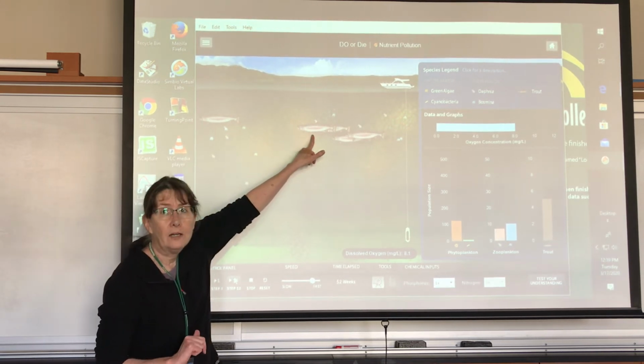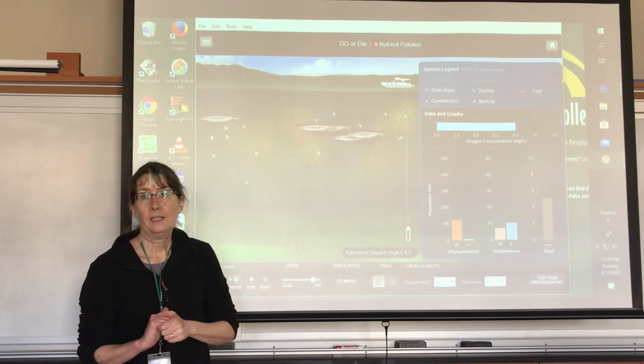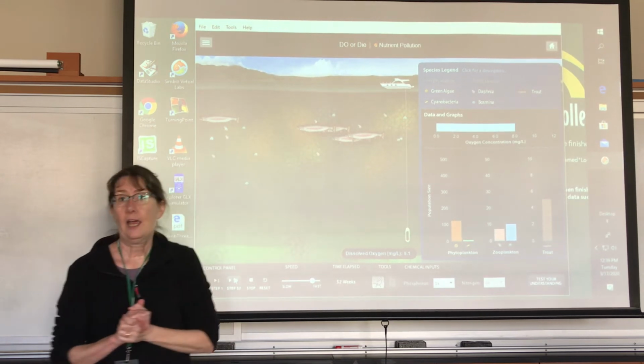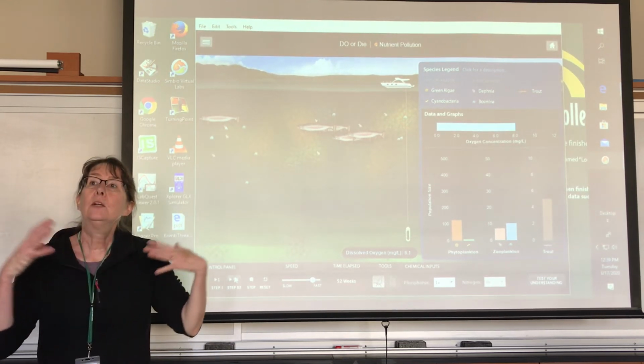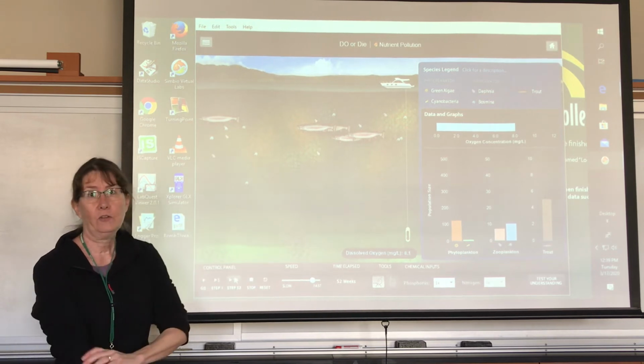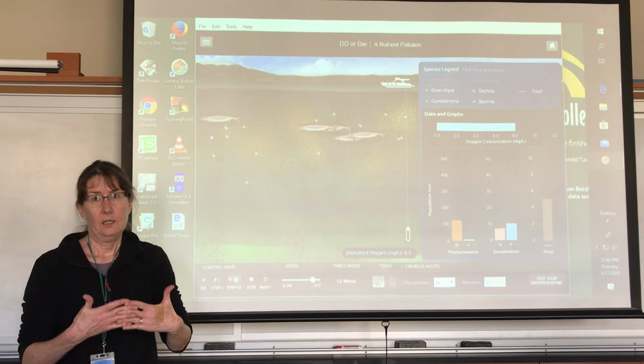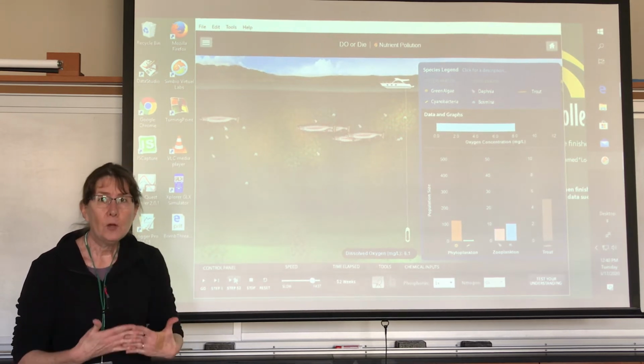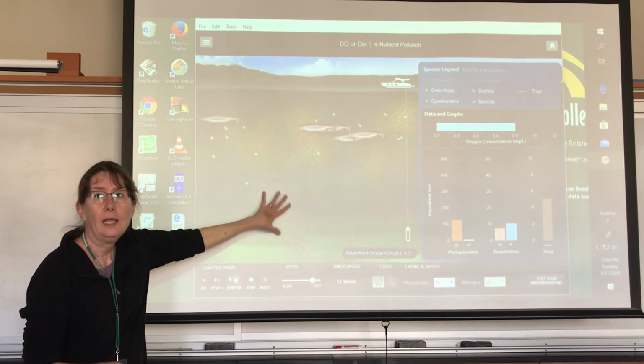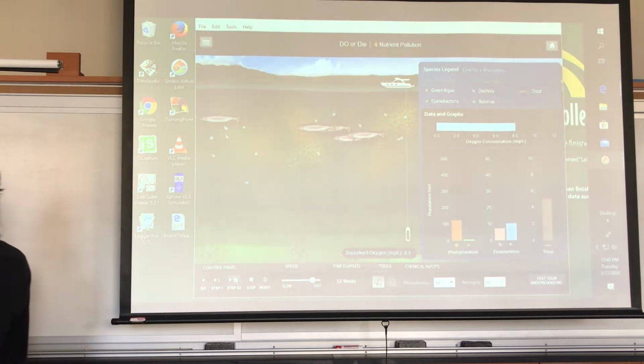Trout will live longer than our phytoplankton. Eventually the trout will have to get decomposed, but they're going to live a lot longer than our green algae. Remember, it's the decomposers that use up the most dissolved oxygen in a lake environment.